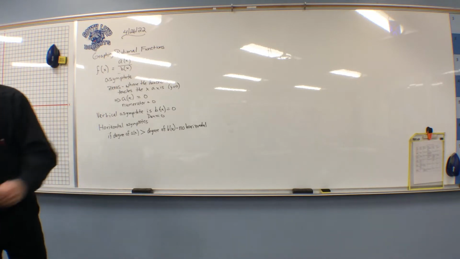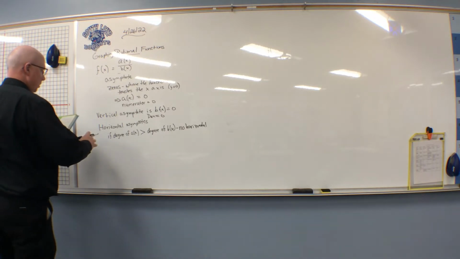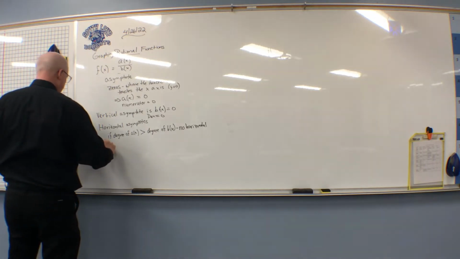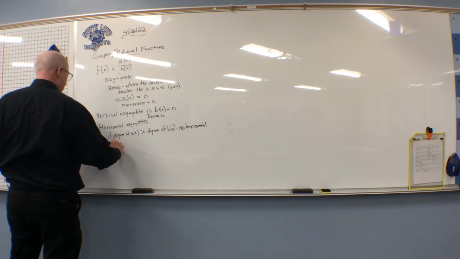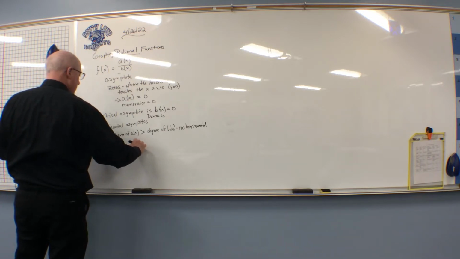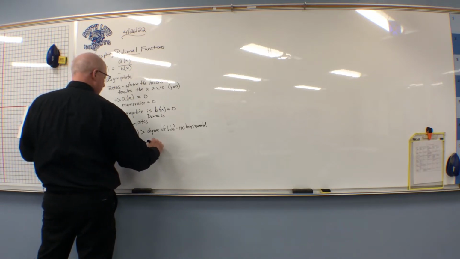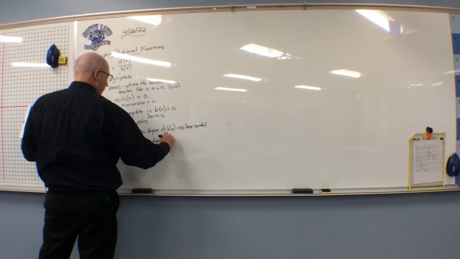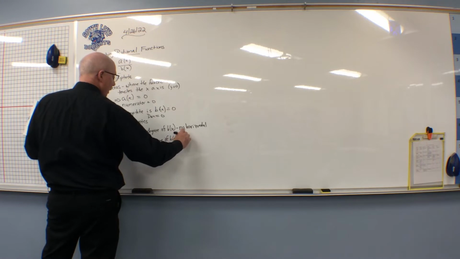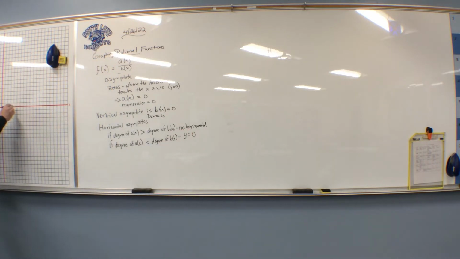All right, the second one, oh, by the way, let's go ahead and do them all and then we'll take a look at pictures. If the degree of a of x is less than the degree of b of x, there is an asymptote at y equals 0. So in other words, the x-axis right here is the asymptote.